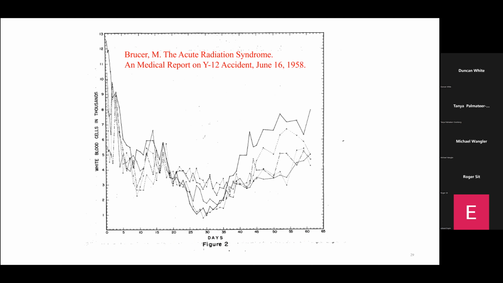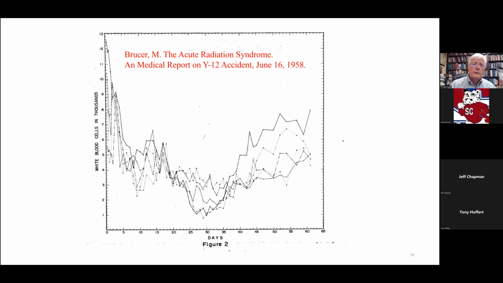Here is what the white blood count looked like when it was reported in 1958 by Dr. Brewster, who was head of the medical division at Oak Ridge Institute of Radiological Studies. On the y-axis, we have the white blood count in thousands, and the x-axis, days post-exposure. You can see that for these individuals, they bottomed out their white count, which is predominantly neutrophils, in like 28, 30 days.